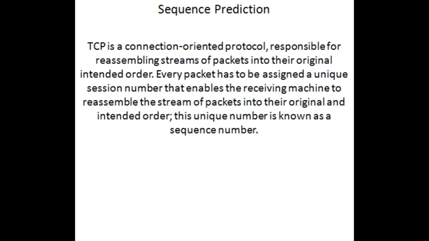Every packet has to be assigned a unique session number that enables the receiving machine to reassemble the stream of packets into their original and intended order. This unique number is known as a sequence number. If the packets arrive out of order, as happens regularly over the internet, then the SN is used to reorder the packets correctly. As just illustrated, the system initiating a TCP session transmits a packet with the SYN bit set.